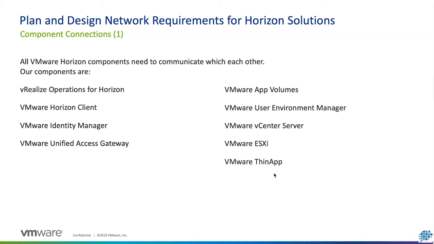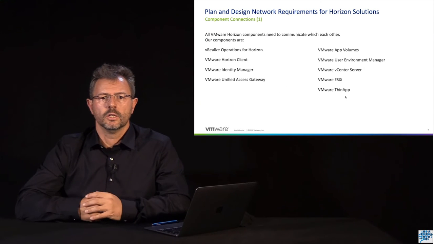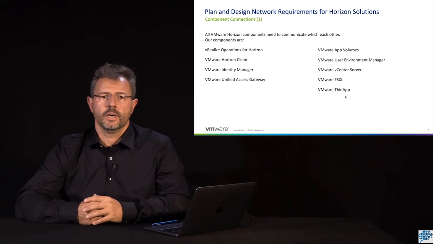We now had client connections. But in a Horizon environment, we have a lot of other components. We have our connection broker, we have Active Directory, we have our Identity Manager, we have our UAGs, we have our App Volumes Managers, we have our User Environment Manager, we have our vCenter servers, ESX servers who basically run our virtual machines, we have our VMware ThinApp file server shares, and vRealize Operations for monitoring. So let's go now through the list what they can provide and what network ports are actually required for that.